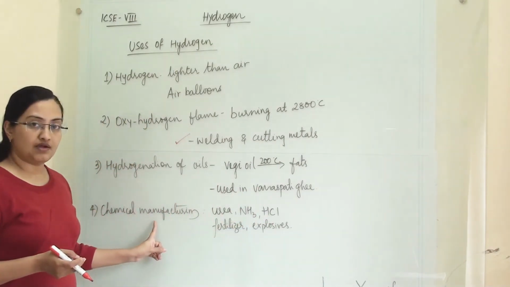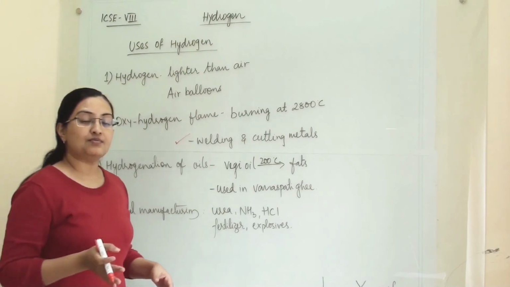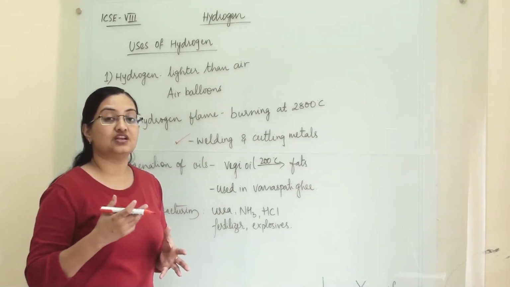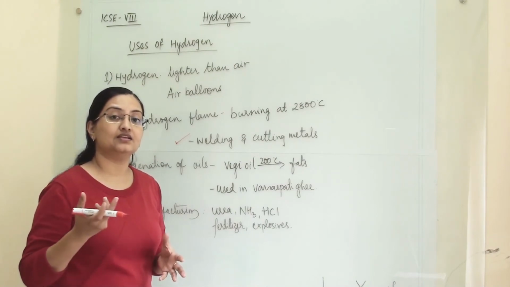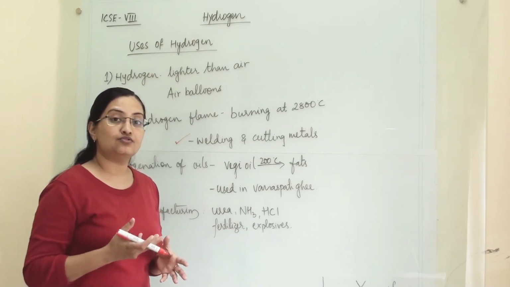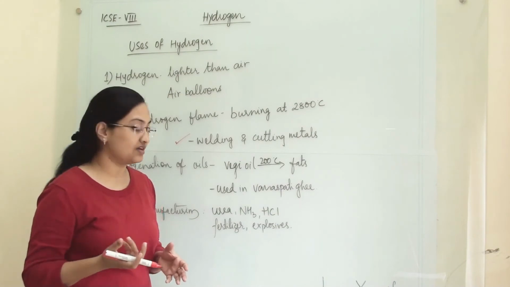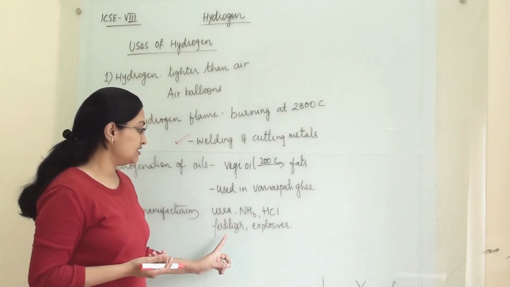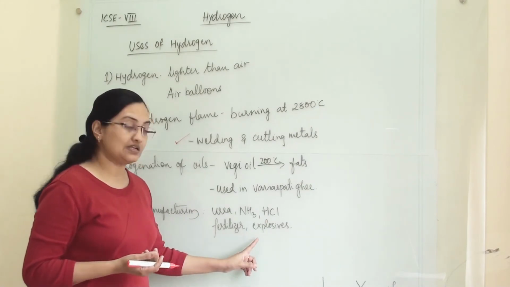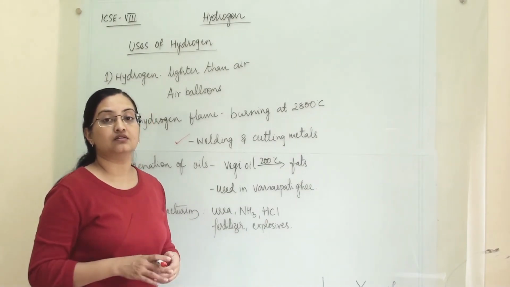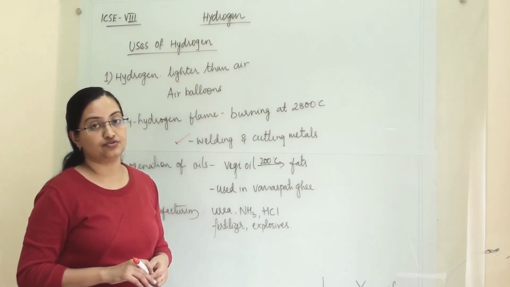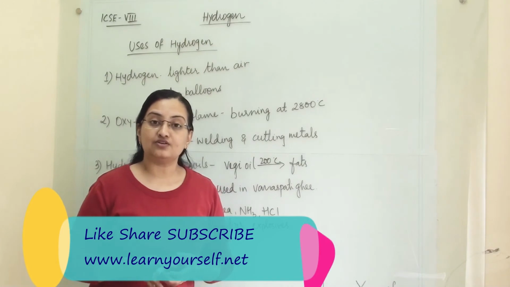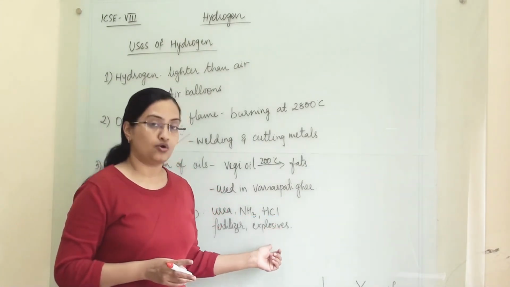Then, chemical manufacturing. Earlier, in chemical reactions, we have seen that there are so many chemicals which are important in the laboratory and for industrial purposes. Hydrogen is the main basic ingredient for that. So urea, ammonia, hydrochloric acid and many more fertilizers and explosives can be made with the help of hydrogen. So we can say that hydrogen is a very useful manufacturing reactant for all of these.